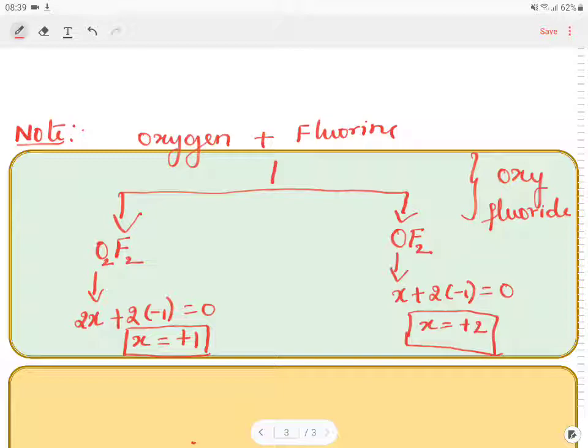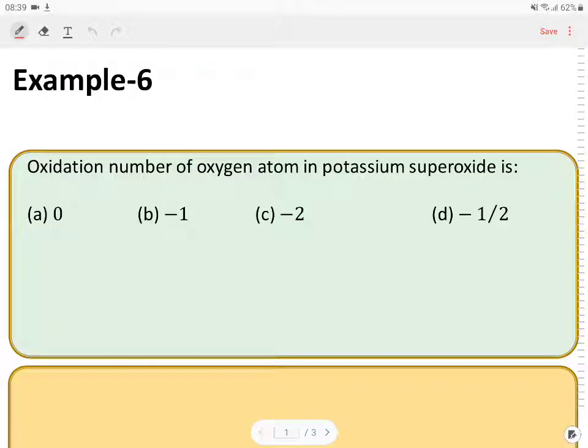So now let us come back to the question which is given: the oxidation number of oxygen in potassium superoxide. See, it's easy. Minus half, which I've already learnt if it is a superoxide. But still, we know the formula for potassium superoxide is KO2. Just now we learnt it. Then find the oxidation number: plus 1 plus 2x is equal to 0, so x is equal to minus half.